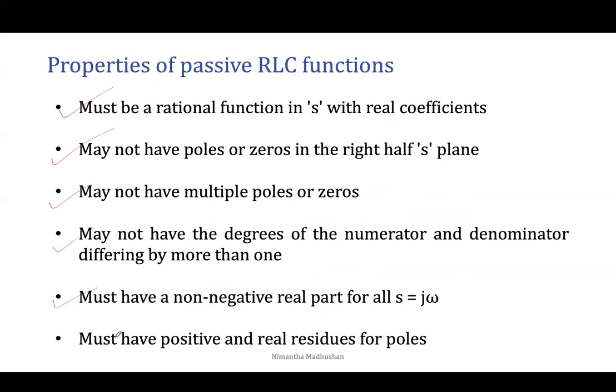And the last one says it must have positive and real residues for poles. For that, we have to find the partial fraction expansion parameters. We have to do the partial fraction expansion.